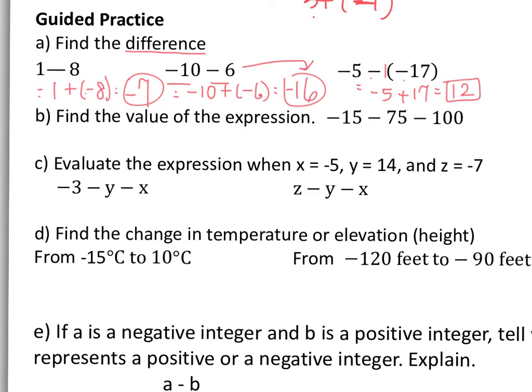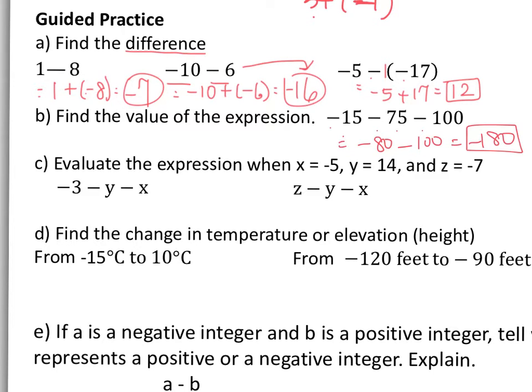Part B, find the value of the expression. You notice that they all have negative signs. So you can just add them all up. I'm going to first take the sum of negative 15 and negative 75. Maybe negative 80. Copy the negative 100. And the negative 180.